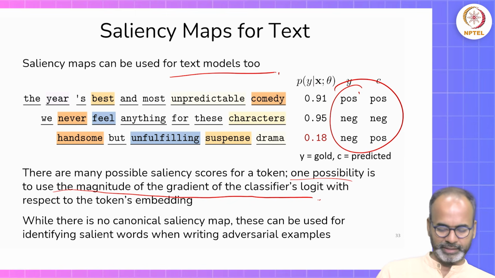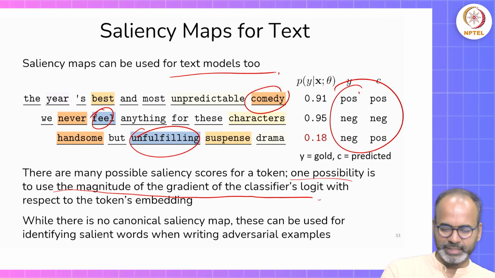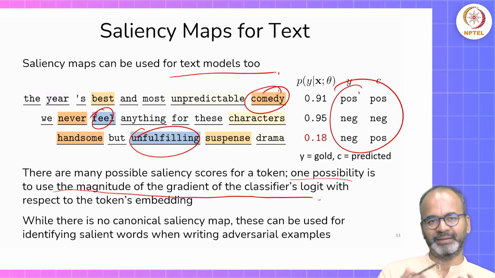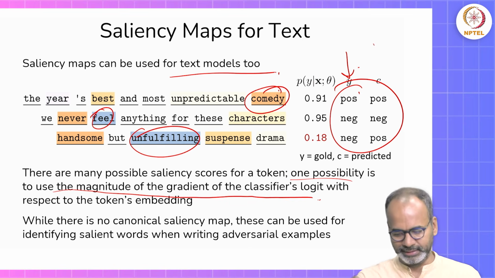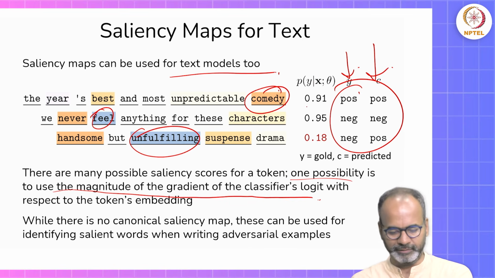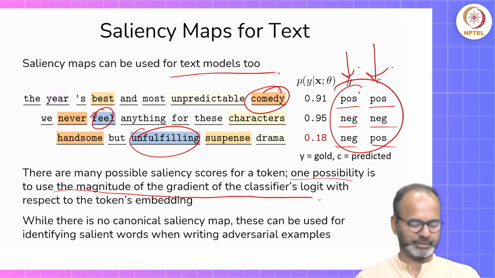You could use it for identifying adversarial examples, where the idea is that if these words are positive, you can use them in examples that you create, right? So in this case, Y is the gold standard and C is the predicted one. If you see here, the gold standard is positive, and it is also predicting positive, and here negative, negative. In this case, it's actually opposite. The gold standard is negative, but it's predicting it as positive.